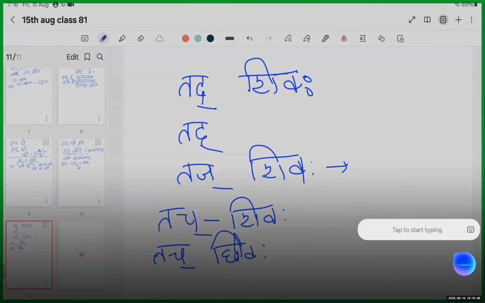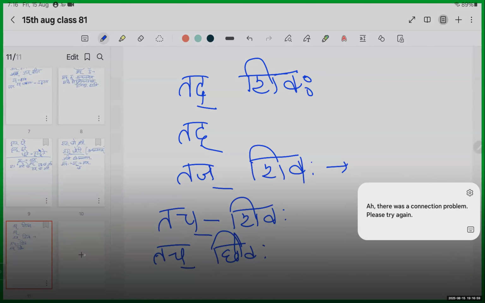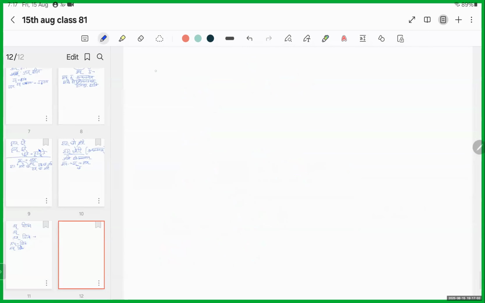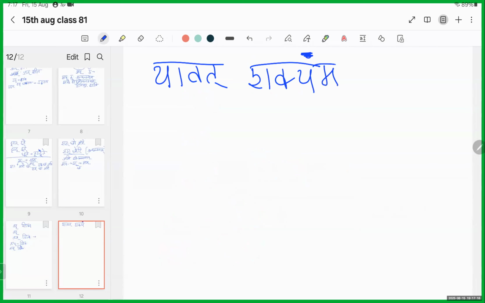Then you have another example, which is Yavat Shakyam, meaning until it is possible. Yavat Shakyam. Ideally, I should not put anuswara, because there's nothing following here. I'm a little lazy, so I put that. I should do it this way, okay? Yavat Shakyam. What will happen now?